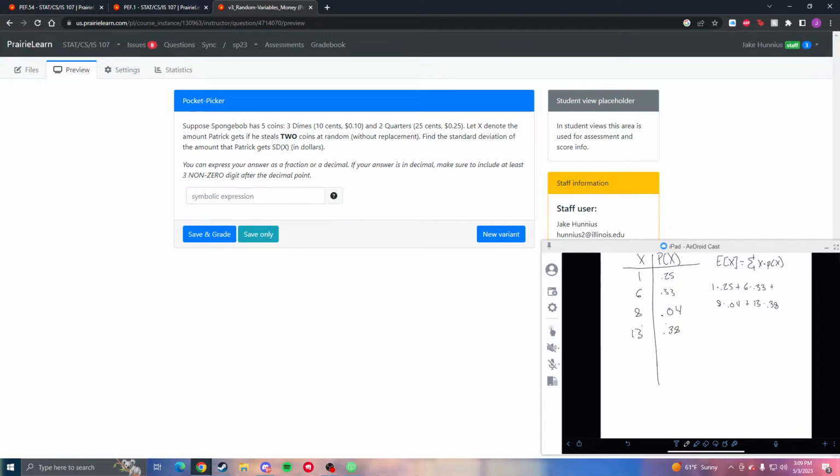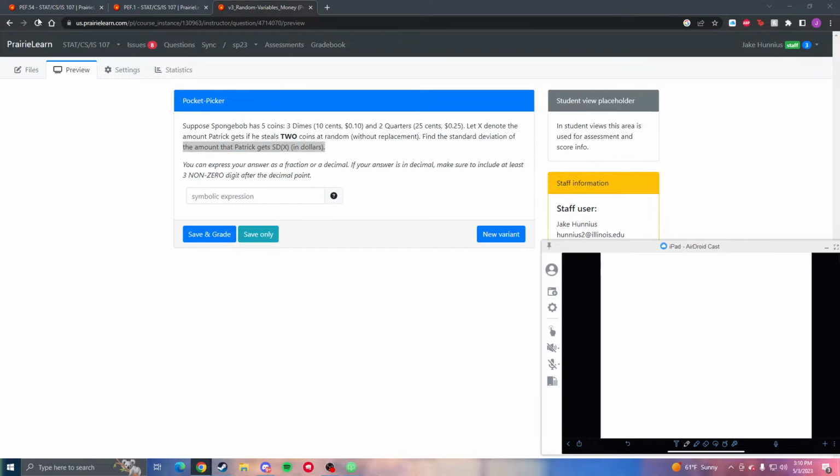All right, so for pocket picker, in this question, we're trying to calculate the amount that Patrick gets in standard deviation of x in dollars. So SpongeBob has 5 coins. You got 3 dimes and 2 quarters. So coins, the value of the coins, and the probability of getting that. So we have 3 or 4 possible combinations.